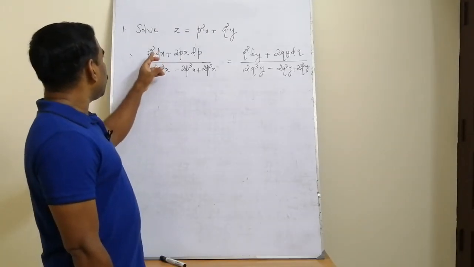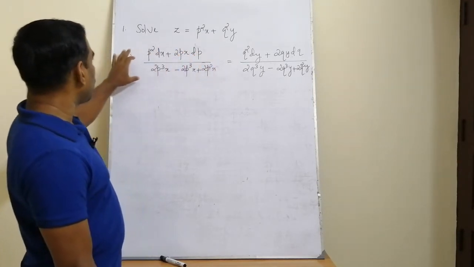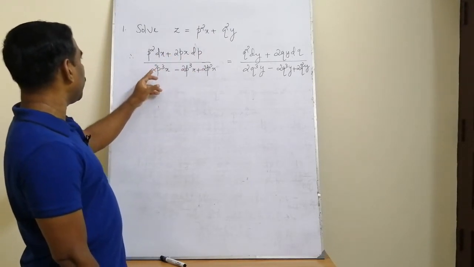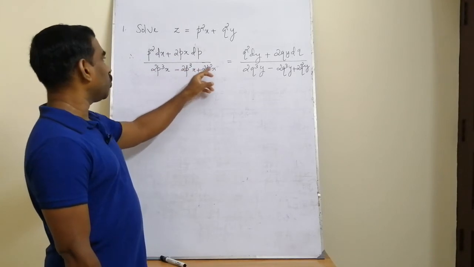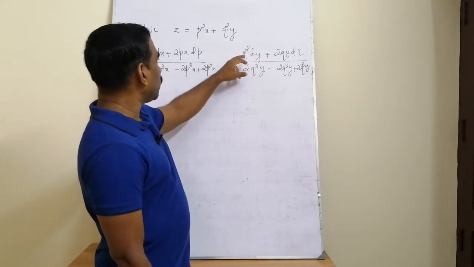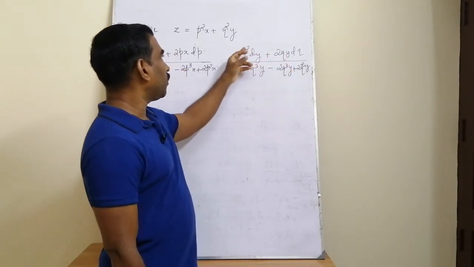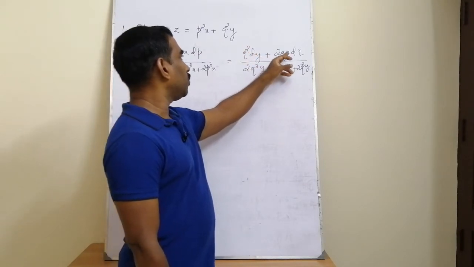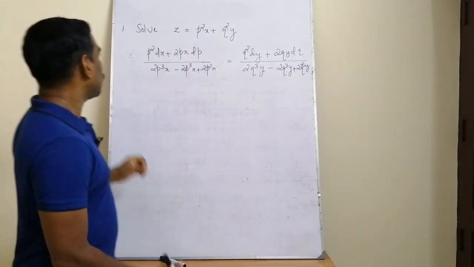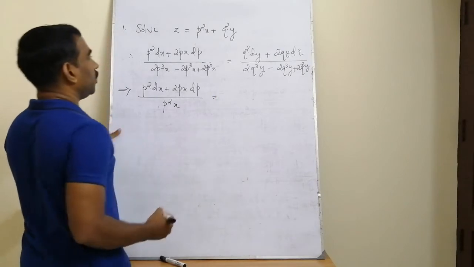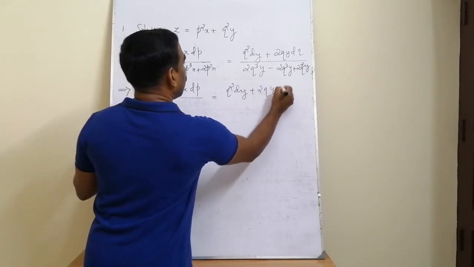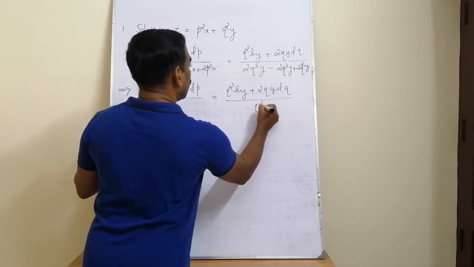That is, from the first and fourth ratios, adding these ratios, we have the numerator p square dx plus 2px dp, by the denominator, adding denominators, 2p cube x minus 2p cube x plus 2p square x. And similarly, from the second and fifth ratios, using the multipliers q square and 2qy and adding together, we get the ratio q square dy plus 2qy dq divided by 2q cube y minus 2q cube y plus 2q square y. So this simplifies to q square dy plus 2qy dq, the whole divided by q square y.